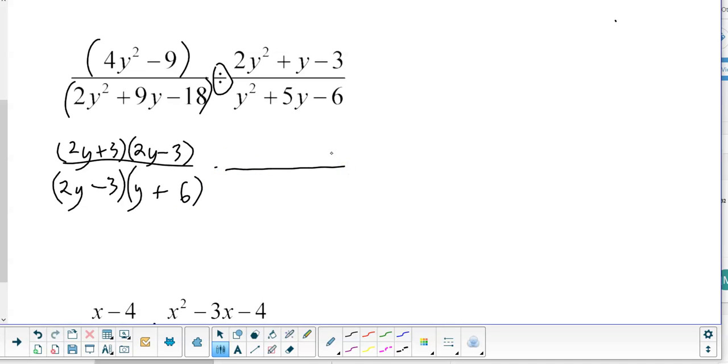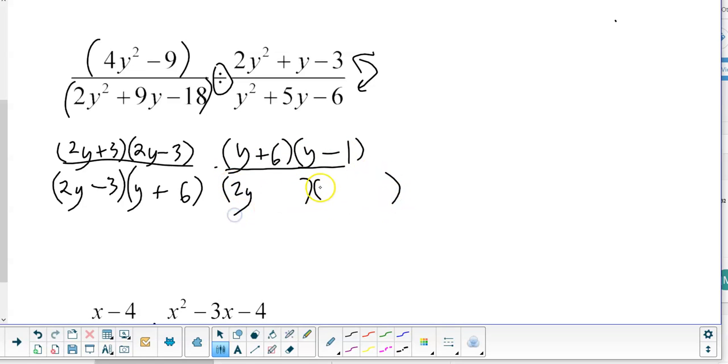Okay, so this one's going to flip, right? That's the big key here. So I'm going to put, let me put this bottom one up on top. That's somewhat easy to factor here. So y, I guess it'd be 6 and 1. The bigger number is positive. There you go. And then you're going to factor the denominator.